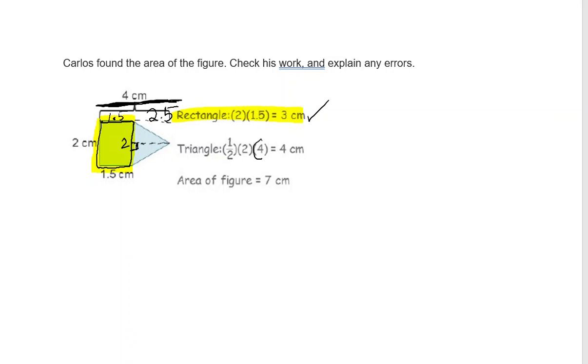So that's the mistake he made. He used a height of 4 as if the triangle's height was this entire length. But the triangle's height is only a part of that length. When we look at the triangle, we should only be using this part of the 4, not all of the 4 centimeters, because the 4 centimeters represents the distance all the way across the figure, and we're already using 1.5 when we measured the rectangle. So he made that mistake with the triangle height.